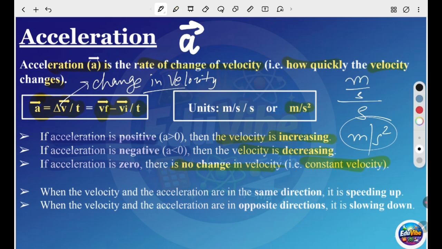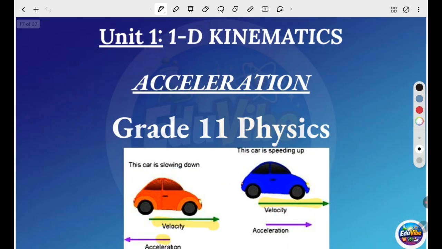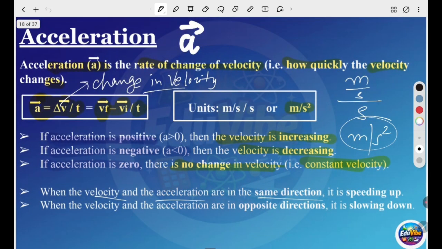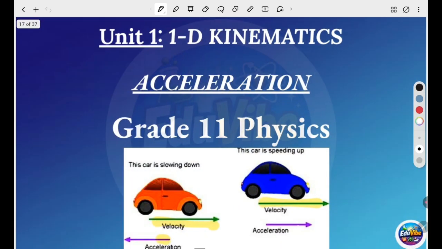Another thing is that if the velocity and the acceleration go in the same direction, then we say we're speeding up. But if velocity and acceleration are in opposite directions, it's slowing down. So if a car is slowing, the velocity and acceleration are in opposite directions. If a car is speeding up, the velocity and acceleration are in the same direction.